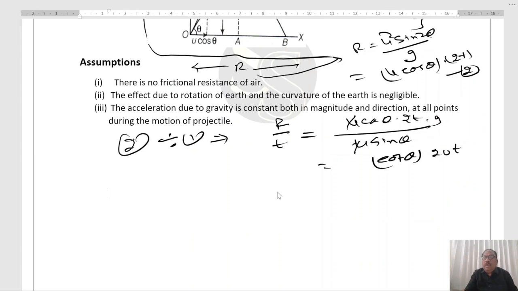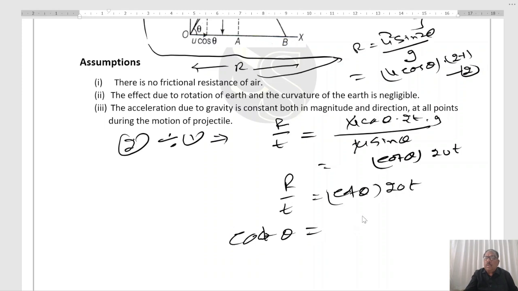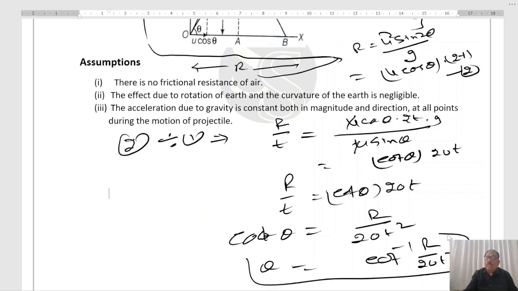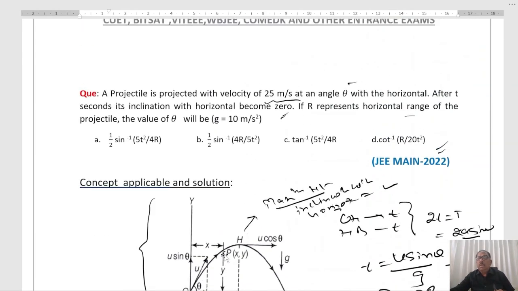We have to find R by t comes out to be cot theta into 20t. Cot theta comes out to be R upon 20t square. Theta comes out to be cot inverse of R upon 20t square. This is the answer. Let's see the answer. D is the correct option.